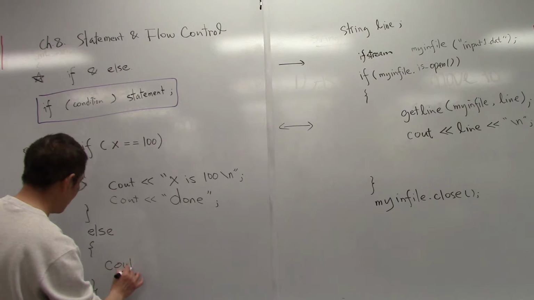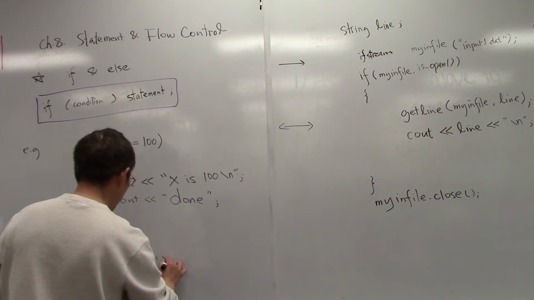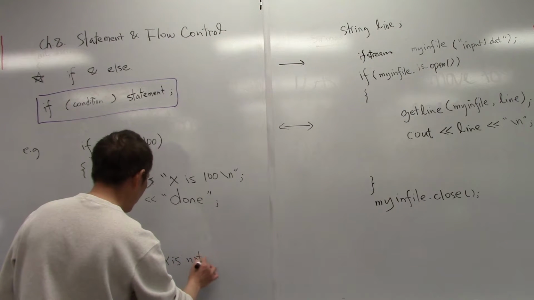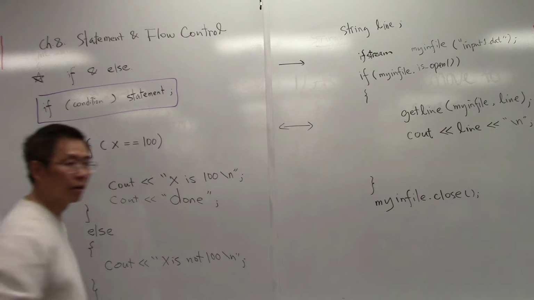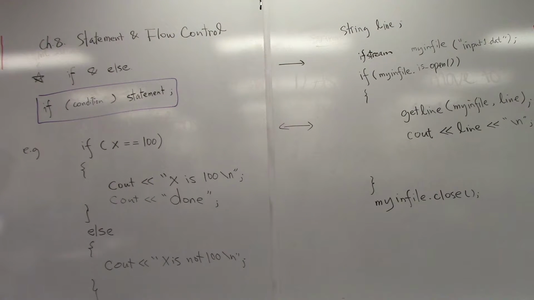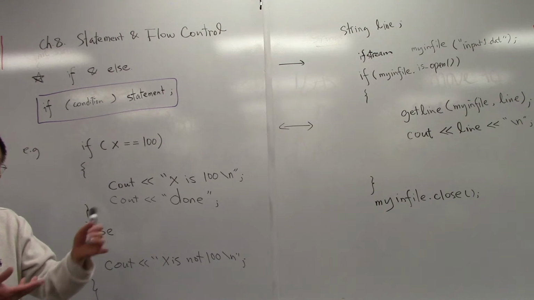Now you can say cout x is not 100. With the else, if you have if and else, one of the blocks will be executed depending on the condition. If the condition is true, this block will be executed. If the condition is false, that block will be executed. Okay? So it's a binary kind of judgment.